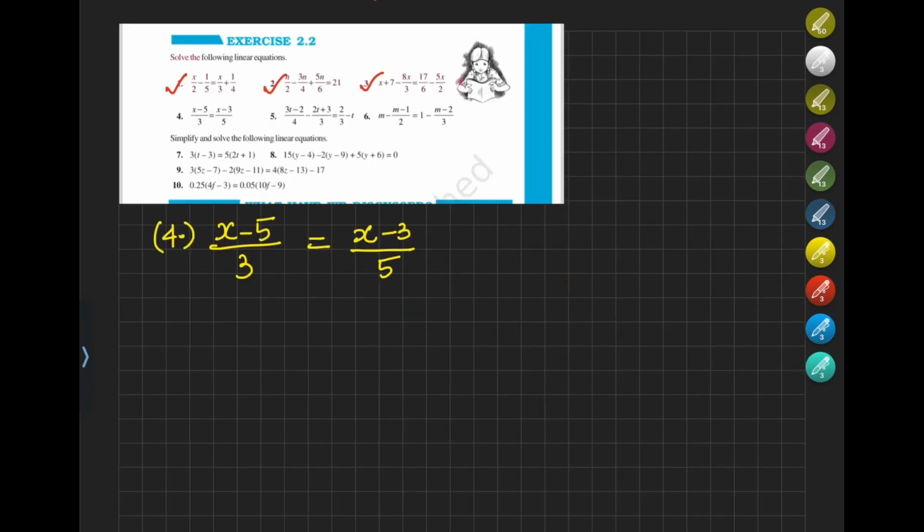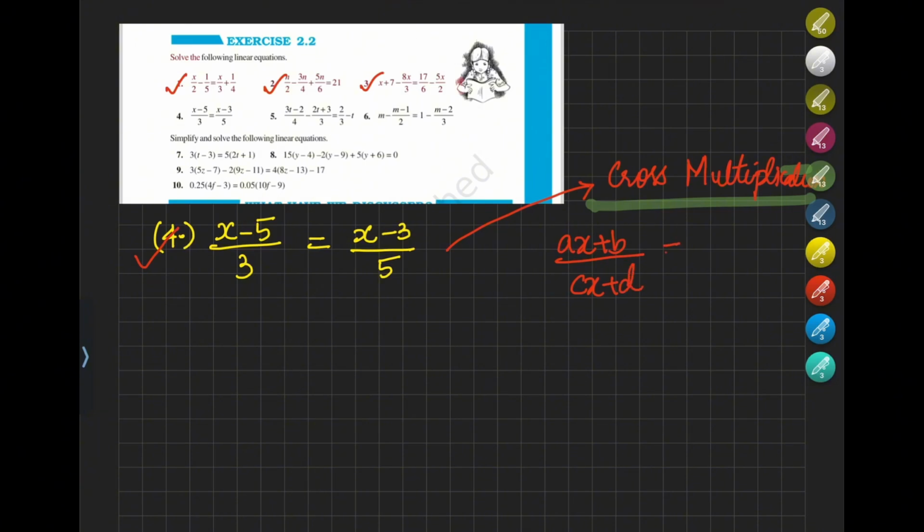Now for question number 4, we should know a new technique which is called cross multiplication. Now, what is cross multiplication? Say for example, if you have any equation of the form ax plus b by cx plus d is equal to m by n.